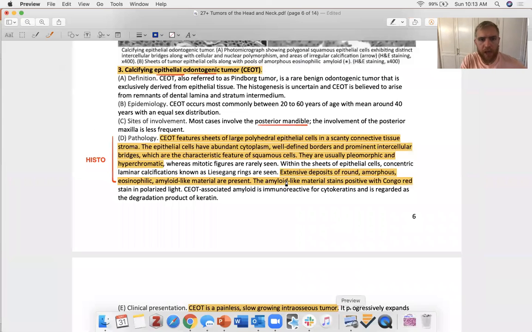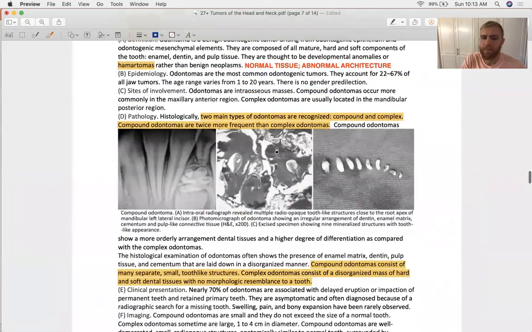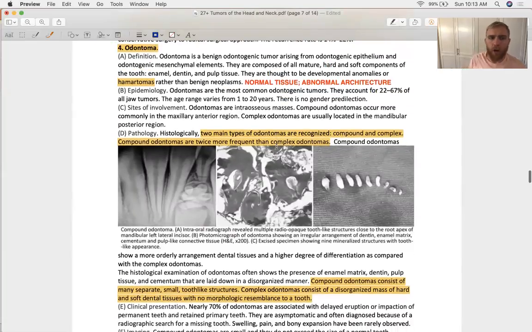Let's get back to the SDL. Odontoma. An odontoma is a benign odontogenic tumor arising from odontogenic epithelium and having mesenchymal elements. These are hamartomas. A hamartoma is not a neoplasm because there's really no cellular atypia in a hamartoma. There's no unique changes in individual cells, but there are changes in the macrostructure of a tissue. There are changes in the architecture of a tissue.